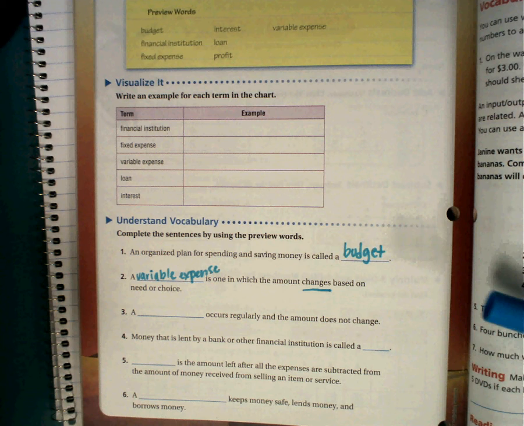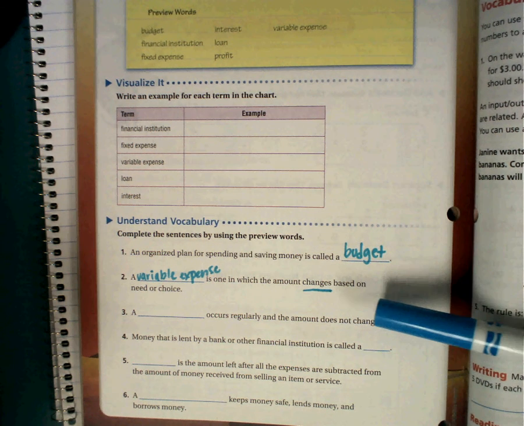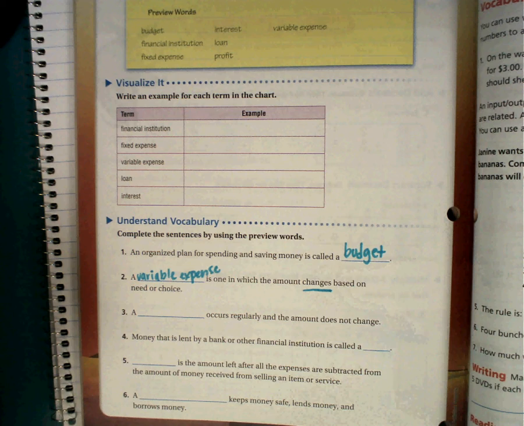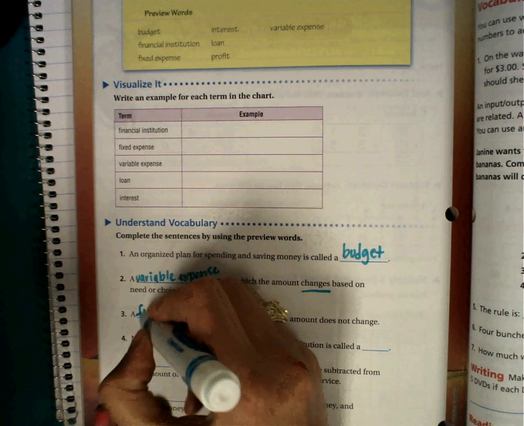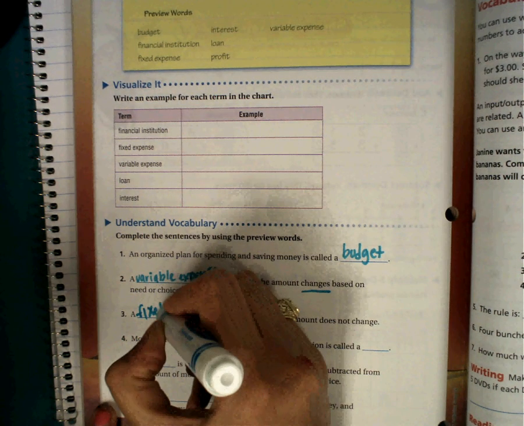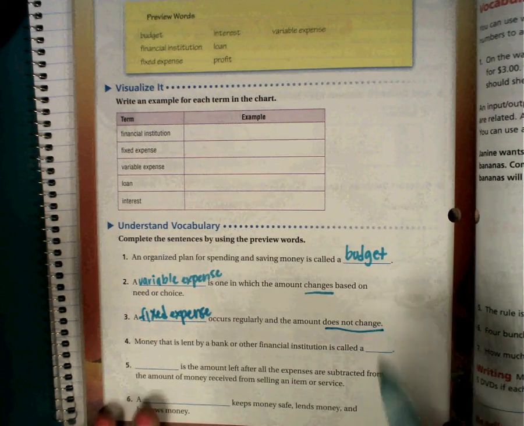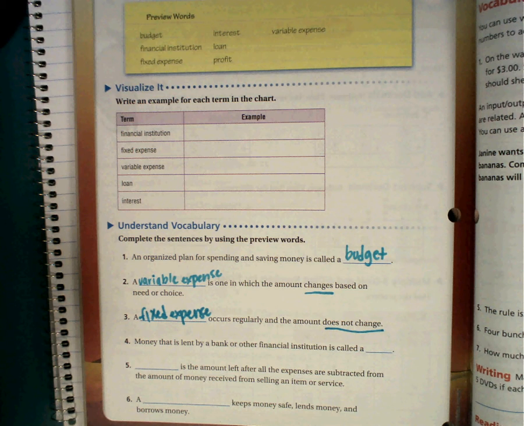Okay. A blank occurs regularly and the amount does not change. That would be a fixed expense. A fixed expense because it does not change. A fixed expense would be something that happens every month and I know it's the same amount of money no matter what. Like my rent is the same amount of money. My electricity bill is the same amount of money. My amount that comes out of my paycheck for my retirement is the same amount of money. Those are all fixed expenses. Fixed means does not change.